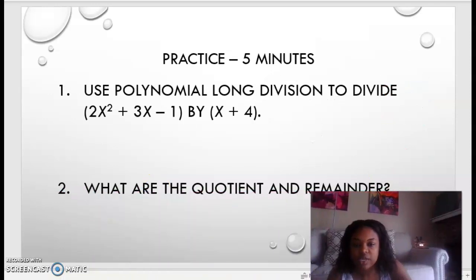Okay, so here I have some practice problems for you. Use polynomial long division to divide 2x squared plus 3x minus 1 by x plus 4. Feel free to pause the video here to answer this question. And then the second question is what are the quotient and remainder? Again, pause the video to answer the question on your own. If you want answers for these practice questions, you can email me.